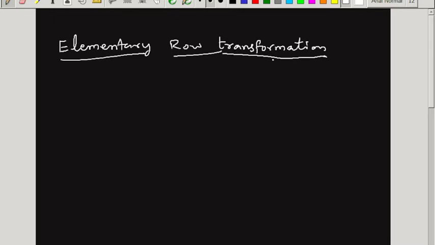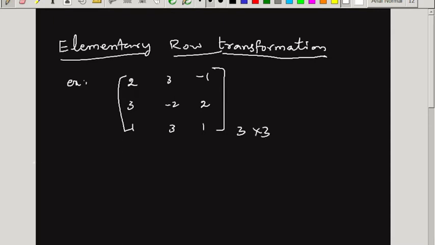Elementary row transformation. 2, 3, minus 1; 3, minus 2, 2; 1, 3, 1. So here there are 3 rows and 3 columns. This one is R1, R2, and this one is R3.